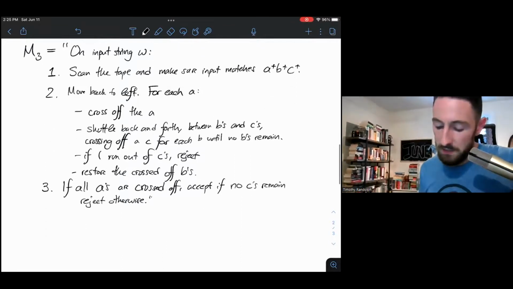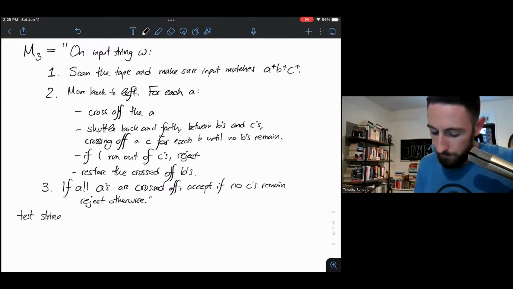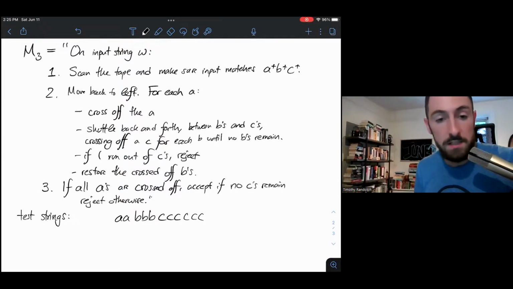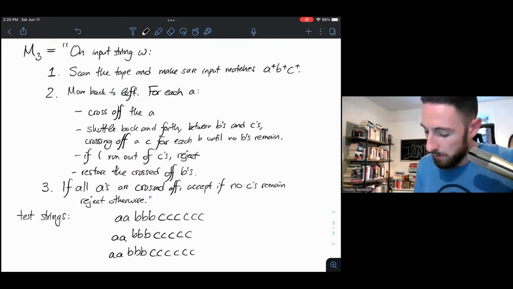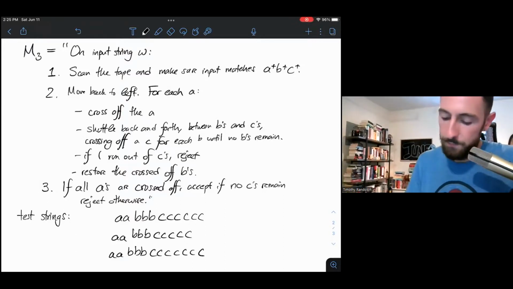Now to wrap up, let's see this machine M3 in action on 3 test strings. So I'm going to test the string AA, BBB, CCC, CCC. That's 2 A's, 3 B's, and 6 C's, so this should be in the language. I'm also going to check a couple of likely strings that should reject. So I'm going to try one with too few C's, and also one with too many C's.